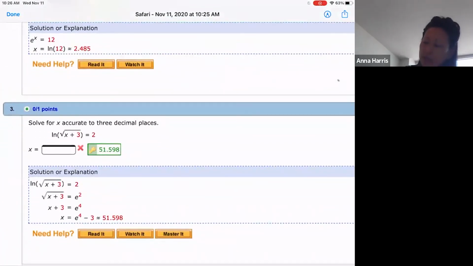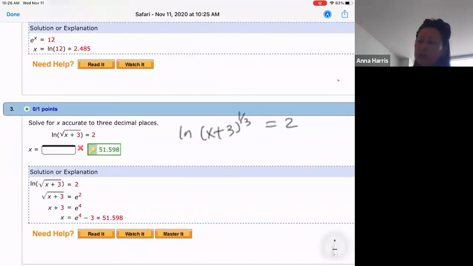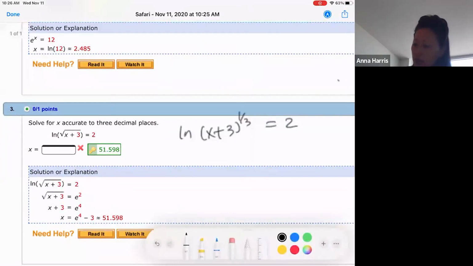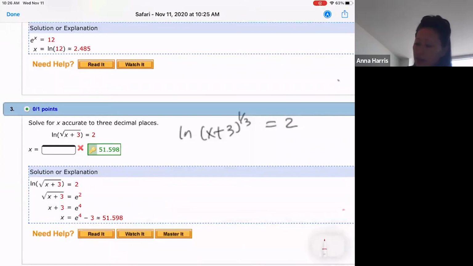This problem, you need to make sure you write this problem as x plus 3 to the 1/3 power equal to 2. Okay? And then I need to get rid of a natural log. So I need to put the e underneath, and they cancel out as inverse to each other. So you have x plus 3 to the 1/3 equal to e to the square.